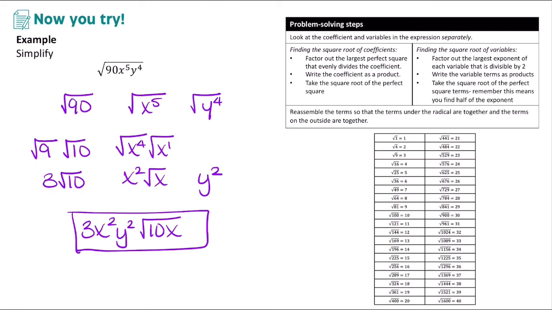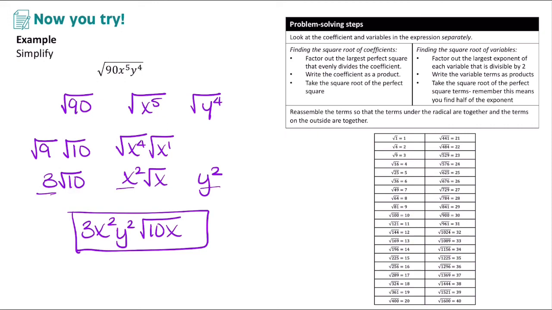For the square root of x to the 5th, I had to factor out an x to the 4th, so I have the square root of x to the 4th times the square root of x. Remember, when I take the square root of x to the 4th, I cut the exponent in half, so I get x squared square root of x. Y to the 4th is an even exponent, so I just take half of that exponent. That's how I got y squared. All my terms on the outside are 3x squared y squared, and then I have the square root of 10x under my radical.